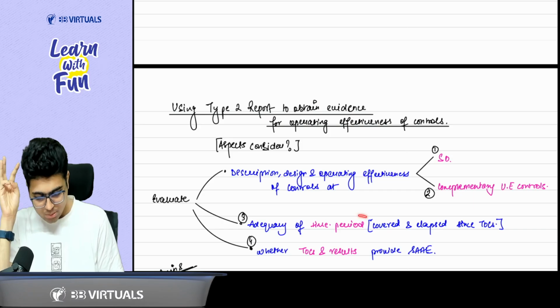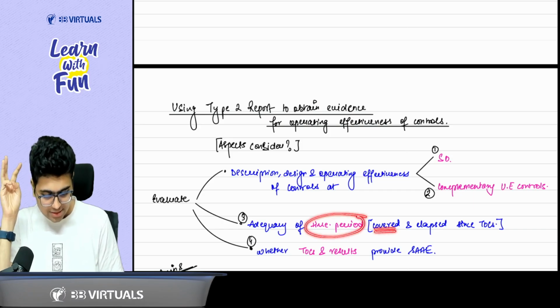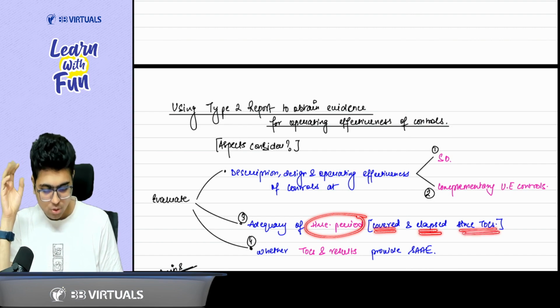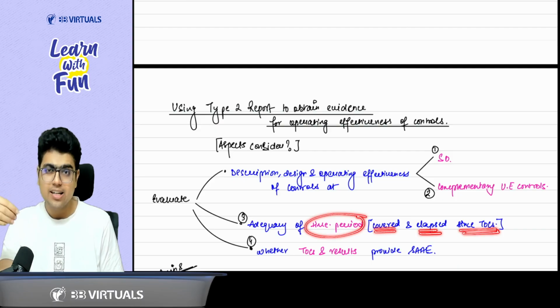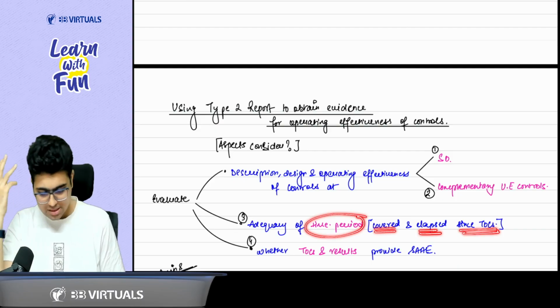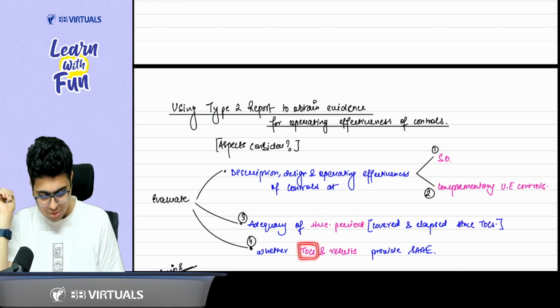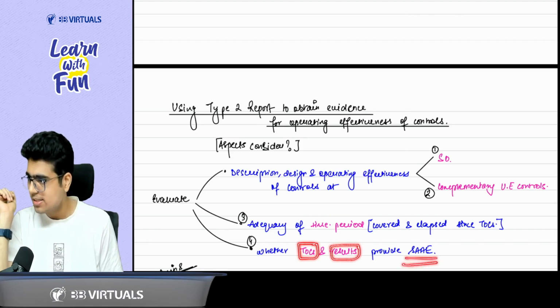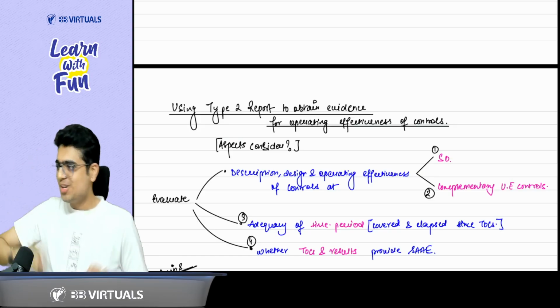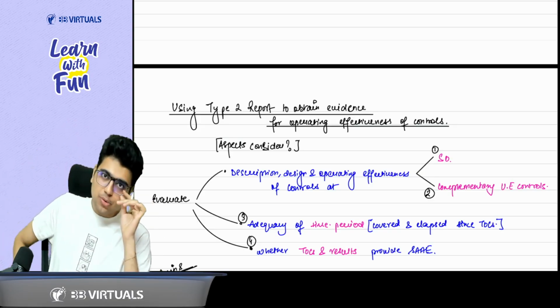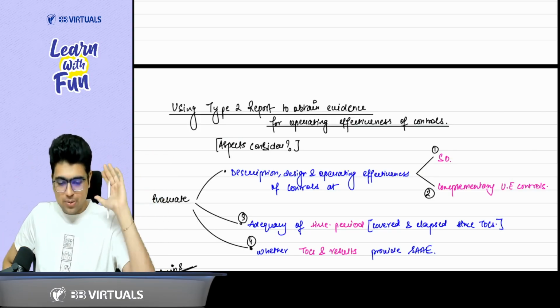Then see the adequacy of the time period which is covered by the test of control and the time which has elapsed since the test of control. How much time has gone since the date you last tested the controls. And lastly, whether the test of control and results provide sufficient and appropriate evidence. So all the points that we cover in a type 2 report, these are the points you need to evaluate.